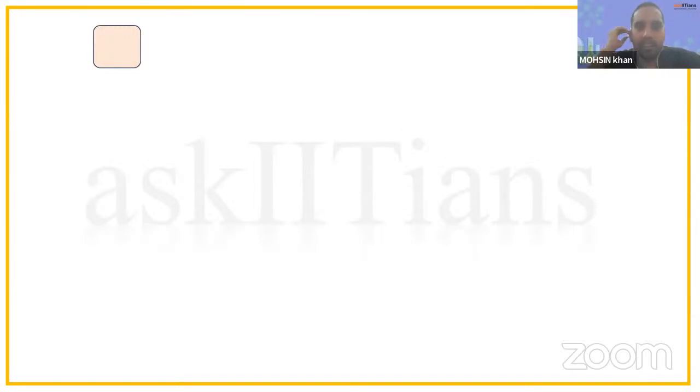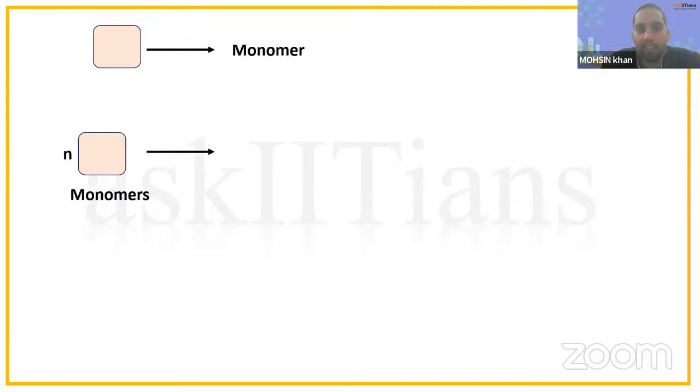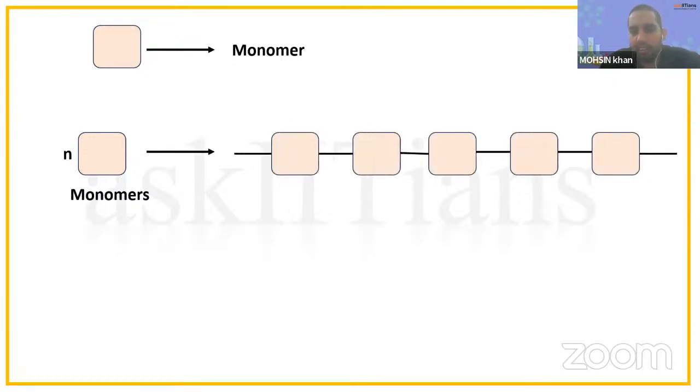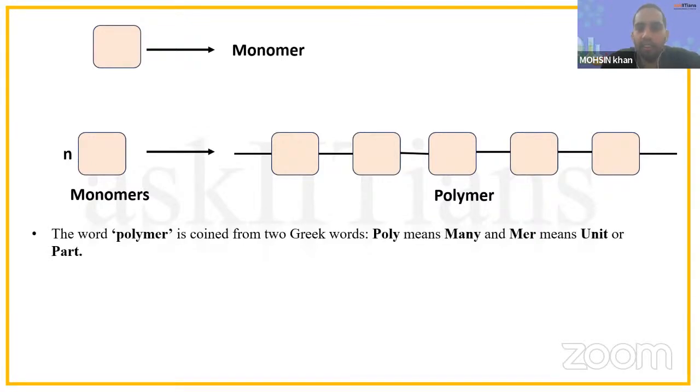So polymers are basically made up of small units, which are known as monomers. When we take a large number of monomeric units, suppose I am taking n number of monomeric units, these monomeric units combine together to produce a long chain compound that is known as a polymer. So in polymer, we have monomers, and monomers combine together to give polymers on a large scale. The word polymer arises from the Greek word. Poly means many and mer means unit or part. So polymer means many units or many parts.